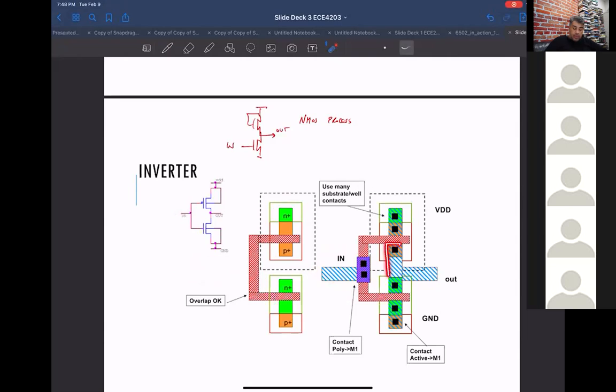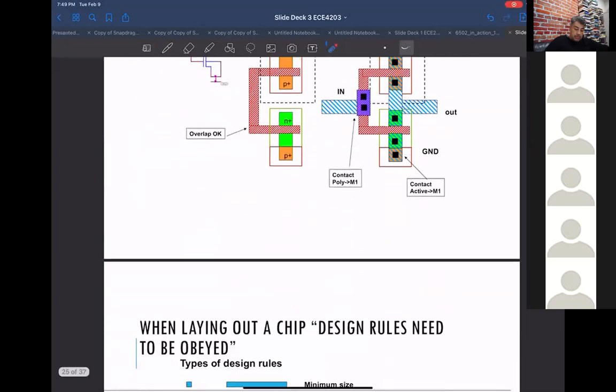Here's your output. Remember, the output is connecting to the drain of the PMOS and the drain of the NMOS. So you've got a metal 1 and 2 contacts. That's your output. And then you need to actually apply power supply and ground to this inverter. So you need to put contacts in for your source and your body here, and you've got a metal 1 overlapping it. Then you've got to hook it up to the power supply as well, so you put in contacts for that and a metal 1 for that as well.